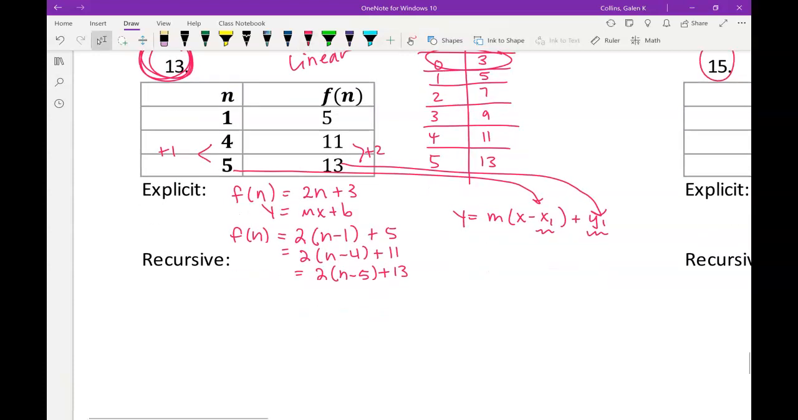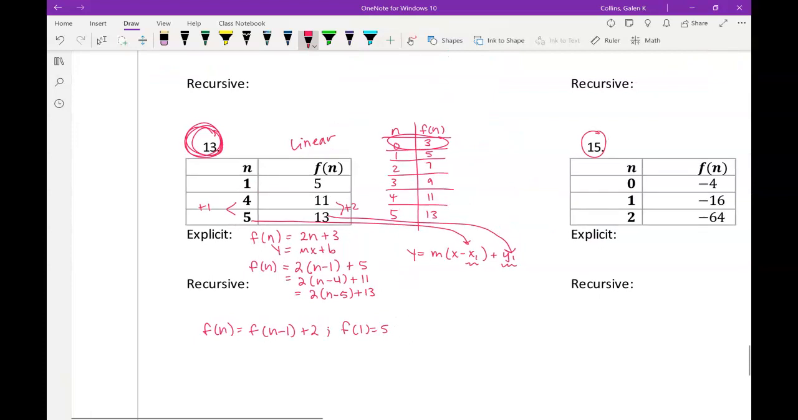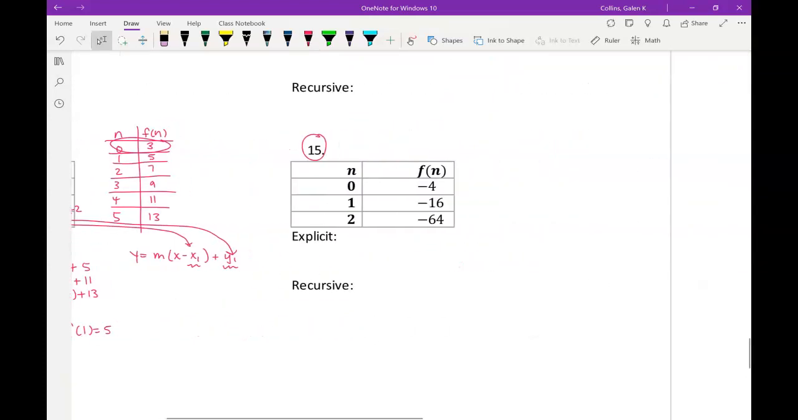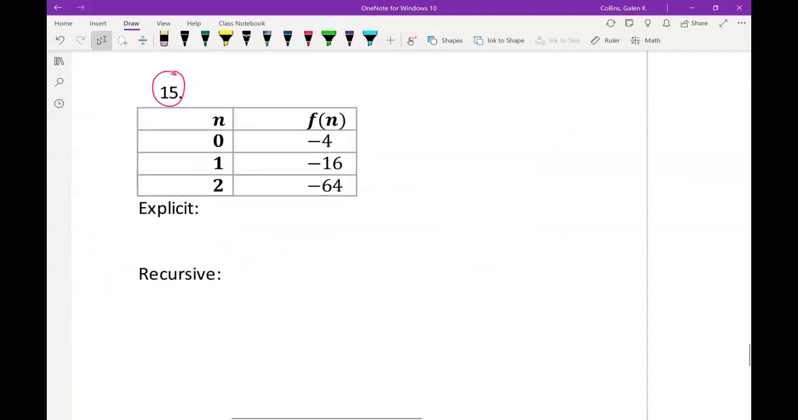All right, for the recursive, to get to some other term, I take my previous term, and I add 2 to it. Now my recursive isn't complete unless I give a value from my table, a known value. All right, let's go to the question labeled 15, although it's really 16 since we had 2 number 13s.